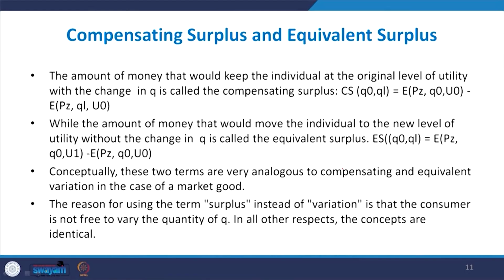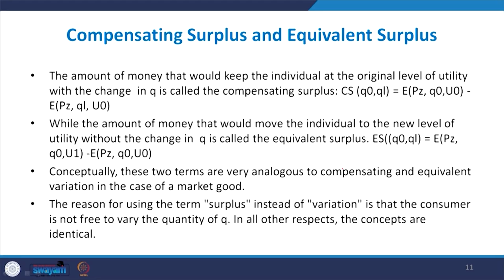Okay. While the amount of money that would move the individual to the new level of utility without change in Q is called equivalent surplus. So, equivalent surplus means environmental quality may not improve, may remain the same, but utility may increase. So, how much money is required for the consumer to reach a higher level of utility without change in environment is called equivalent surplus, and that is represented by the equation. Equivalent surplus is equal to, when Q0 or Q1 are the two levels, the expenditure function of PZ, Q0, U1.